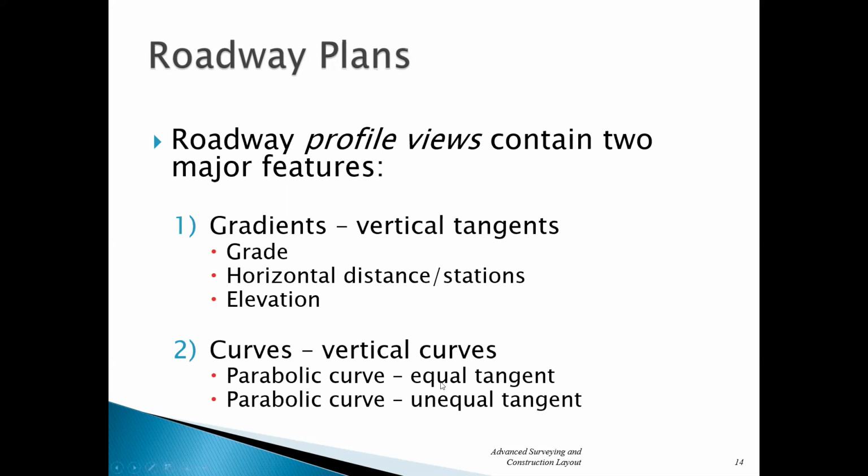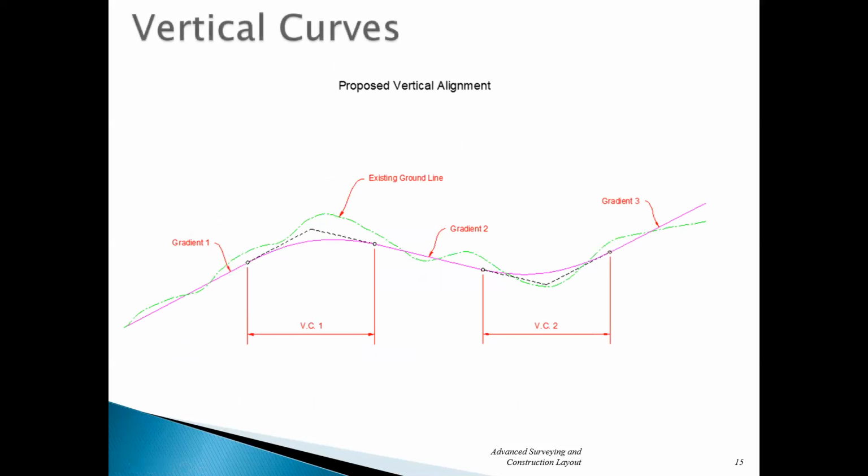They have what are called equal tangent parabolas and unequal tangent, and I'm not going to show you the unequal. I've got some diagrams in there, but we're only going to work with the equal tangent parabola. So this is an example of how vertical curves work with an alignment. The green is your existing ground line, increasing from left to right. We have that first gradient coming in, hitting a point right here called your PVI, point of vertical intersection.